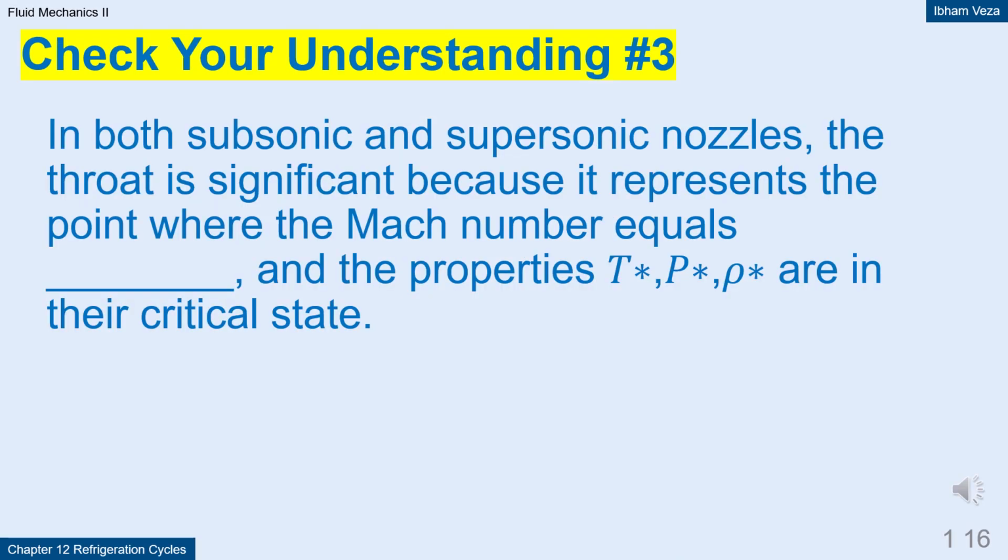Check your understanding. Number 3. The throat is the critical location in nozzle flow where the Mach number reaches 1, marking the transition point for analyzing the flow behavior in both subsonic and supersonic regimes.